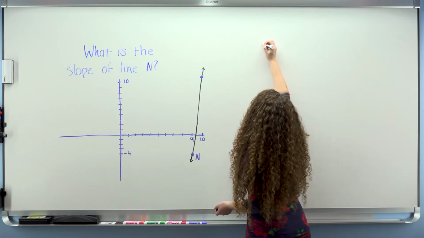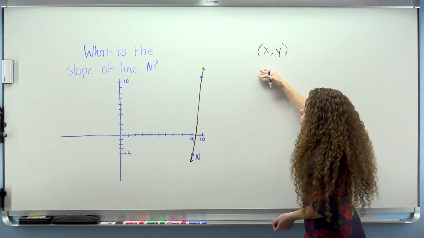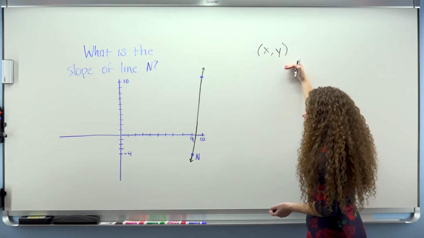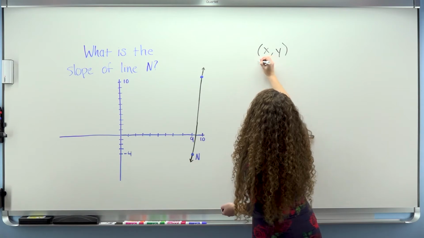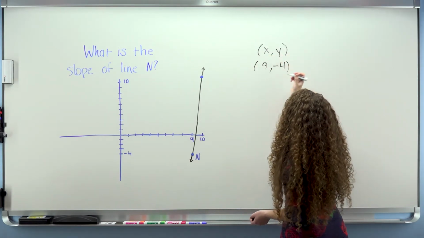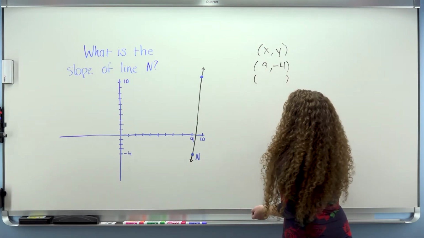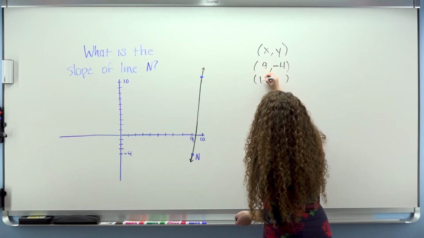So again, to find the slope, we need to find our two coordinate points in the form of x comma y. So here we have 9 on the x and negative 4 on the y. So it would be 9 comma negative 4. And then here we have point 10 comma 10 to make this point.